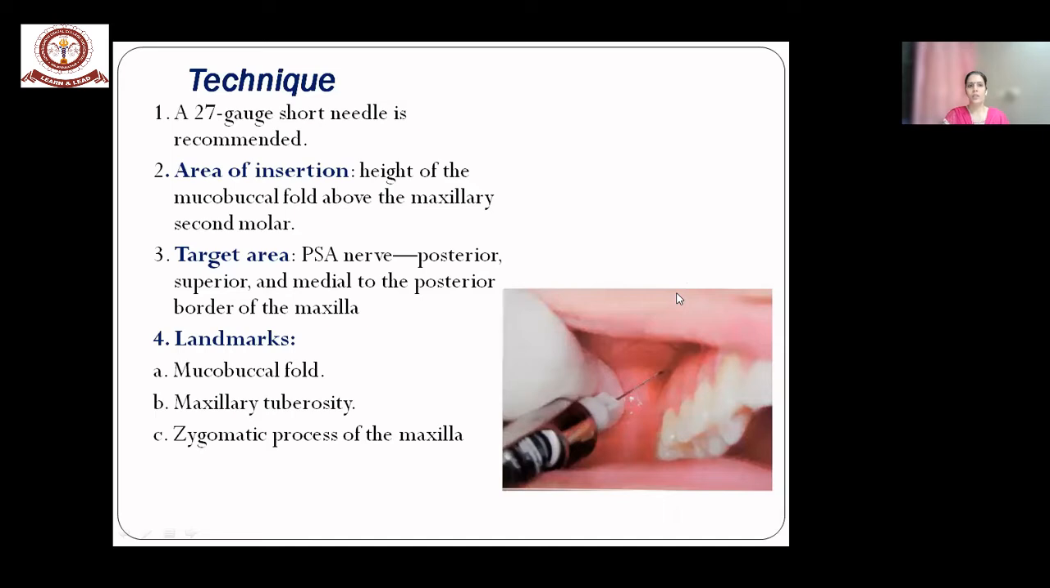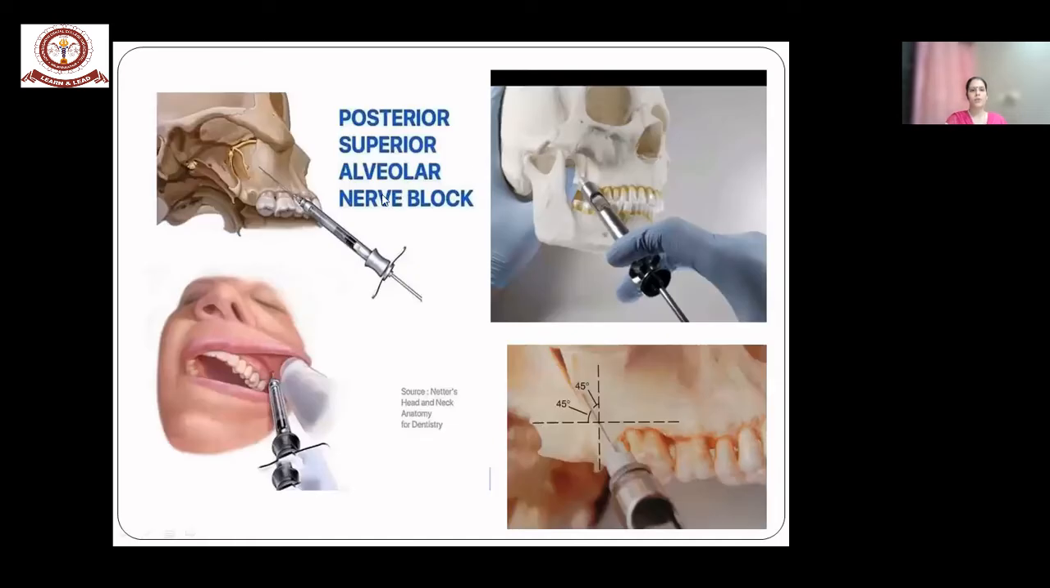So coming to the technique, a 27 gauge short needle is usually recommended. The area of insertion of the needle is the height of the mucobuccal fold above the maxillary second molar, and the target area is posterior, superior, and medial to the posterior border of the maxilla. The landmarks are the mucobuccal fold of the maxillary second molar, maxillary tuberosity, and zygomatic process of the maxilla. So the technique is, this is the injection site.